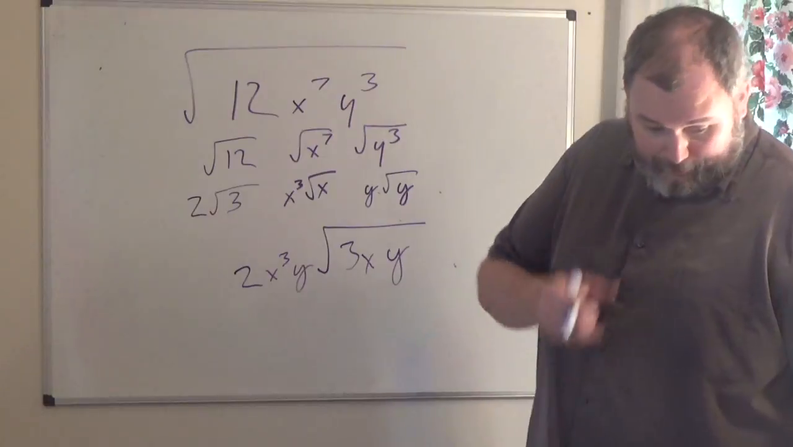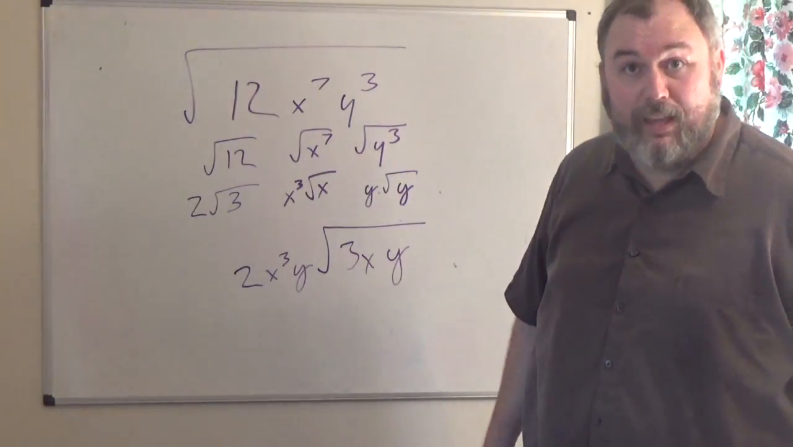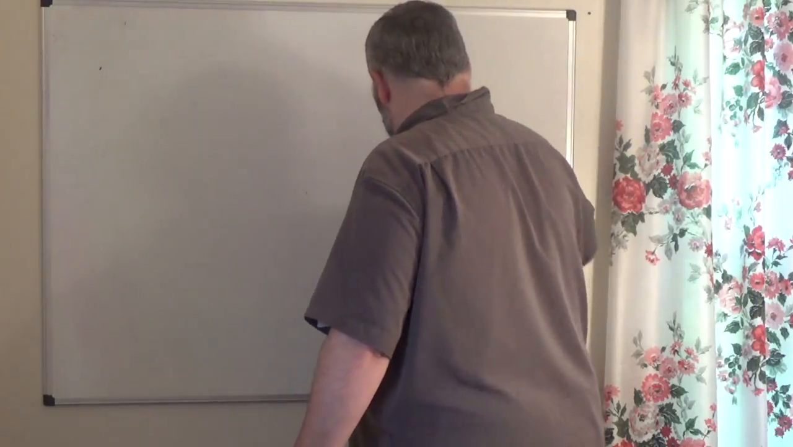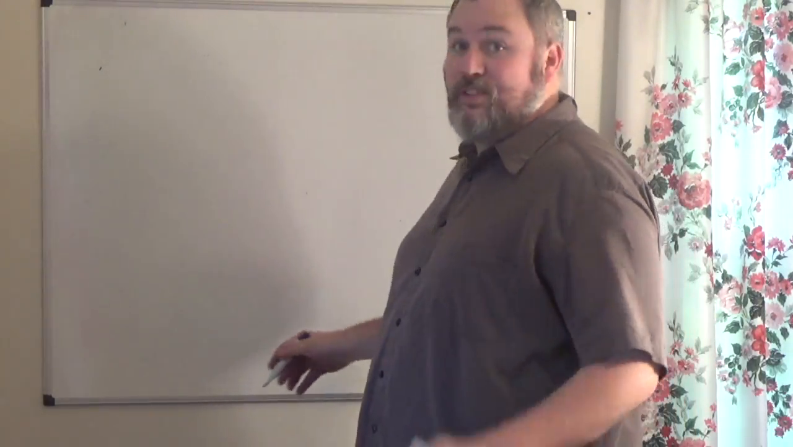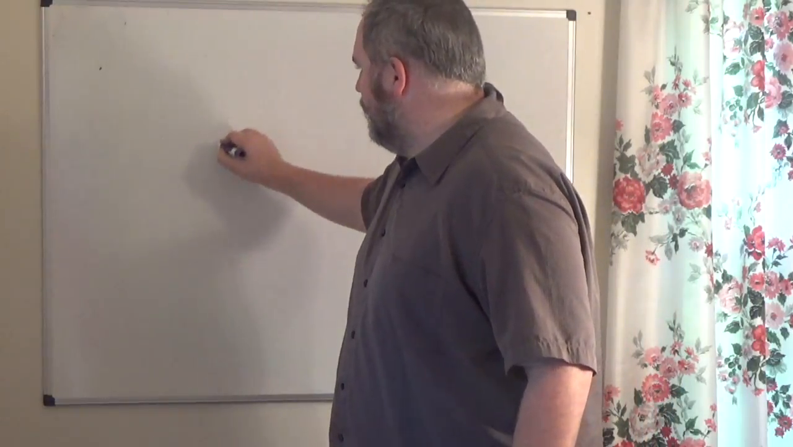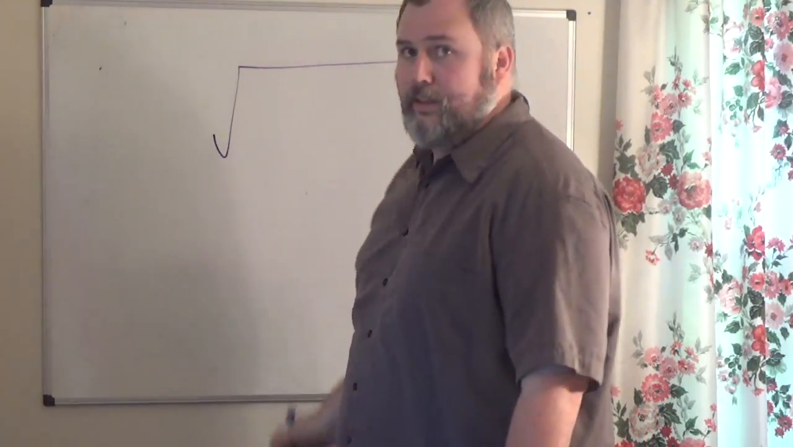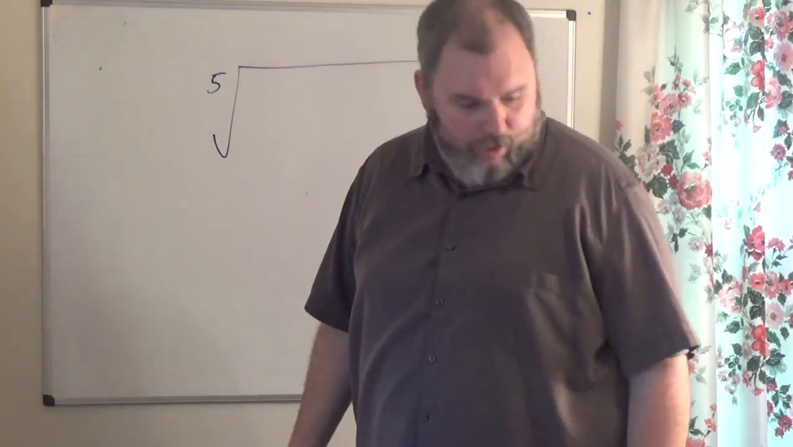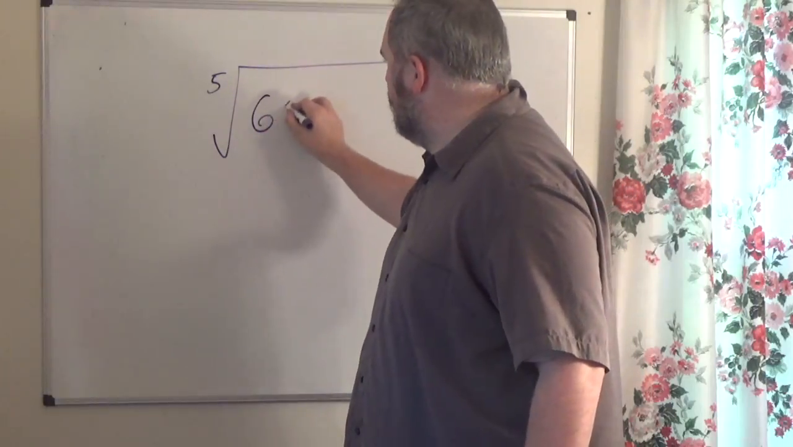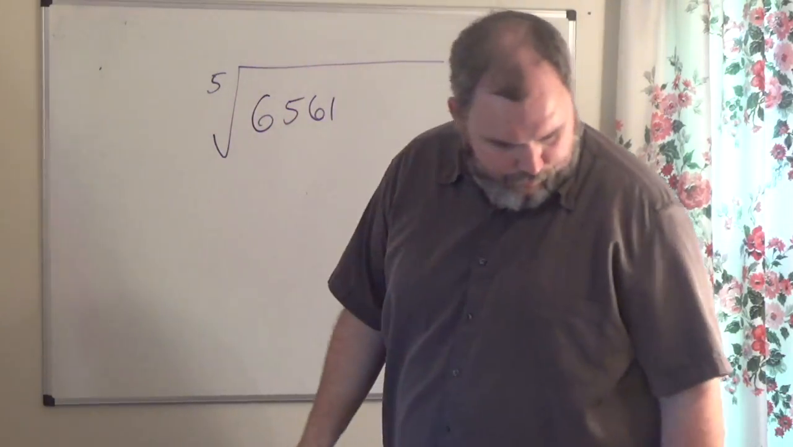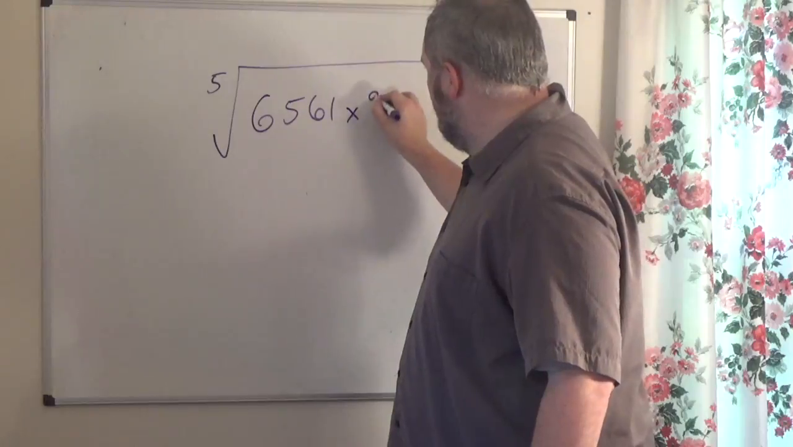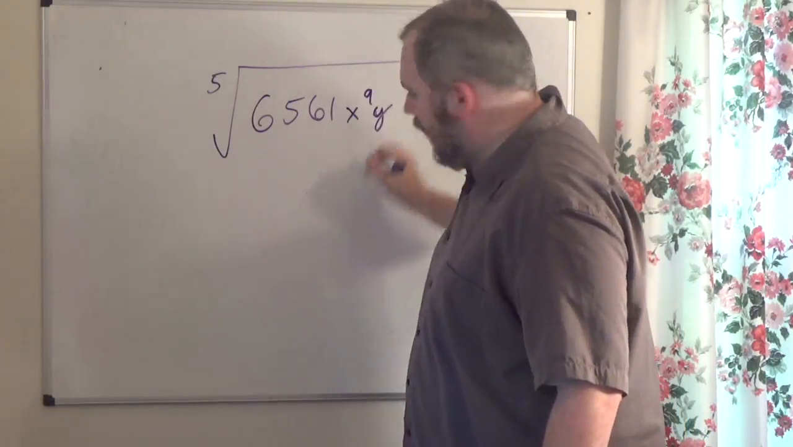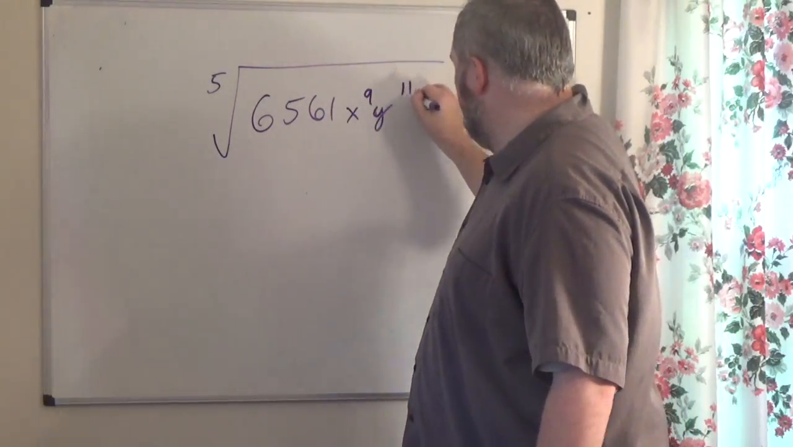Now, let's do 6. I'm going to skip 5, let you work on that on your own. We'll go right straight to 6. This one's tough because look at what it's actually asking. It's not asking for anything you're used to. It's asking for the 5th root of 6,561 times x to the 9th. Let me rewrite that. X to the 9th and y to the 11th.